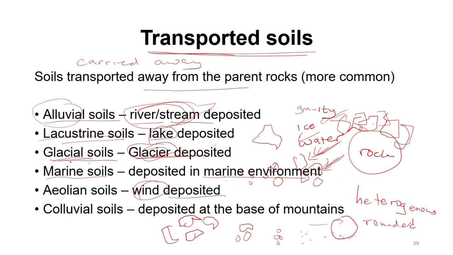Examples include the dune and the loess. The dune and the loess are associated with the Aeolian soils. Finally, the colluvial soil is deposited at the base of mountains. They are formed by gravity-driven processes such as landslides or soil creep, often found at the base of slopes and hills.